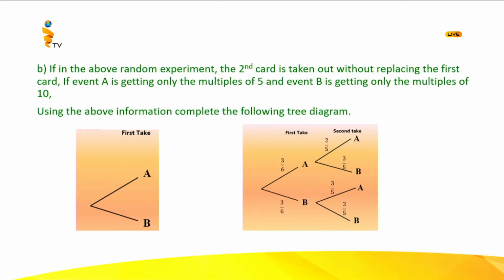Now suppose you are going to take only a multiple of 10 in the first occasion. That means you are going to take either card 10, 20 or 30 outside. Now one card is missing, and because you are not going to put it back, only 5 cards are there. Out of these 5 cards, 3 cards contain only the multiples of 5 and 2 cards contain only the multiples of 10. Therefore, the probabilities will be 3 over 5 and 2 over 5.